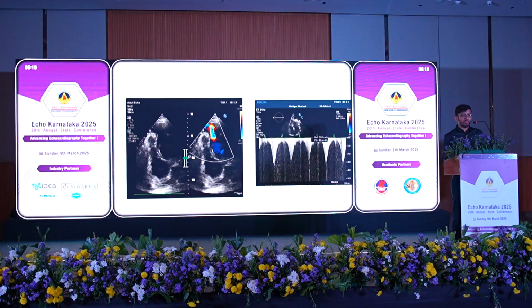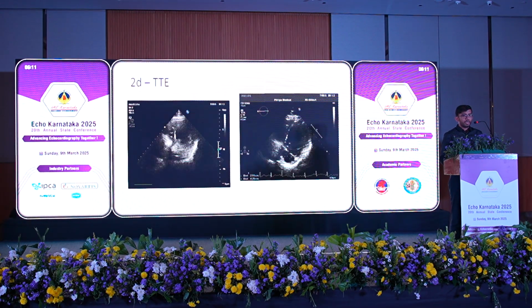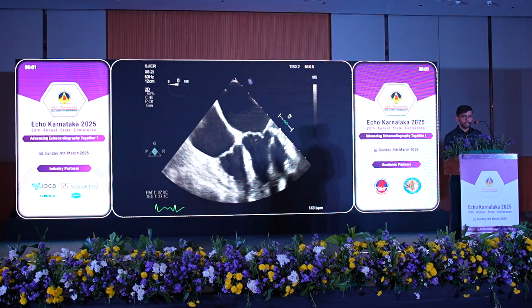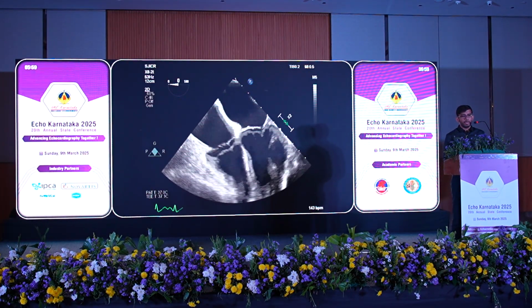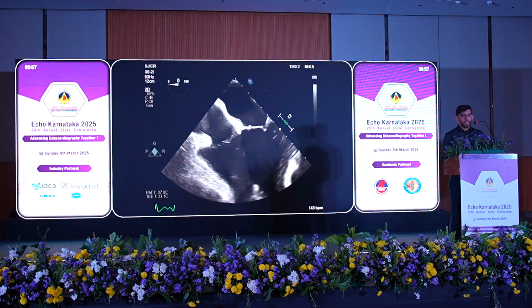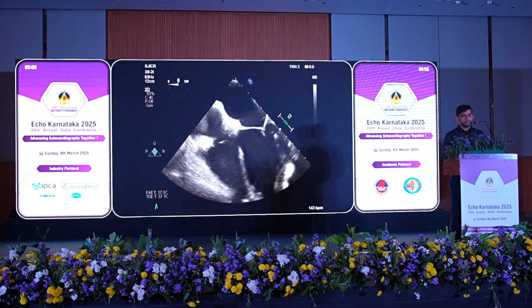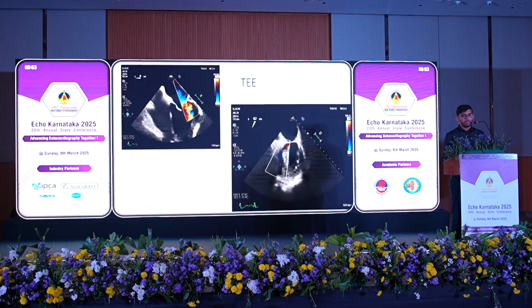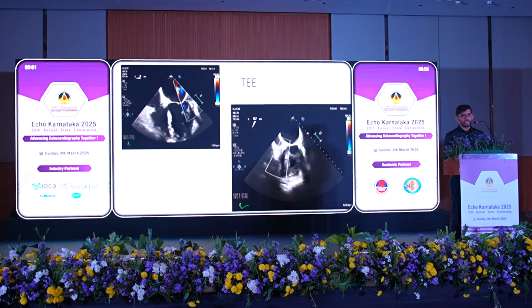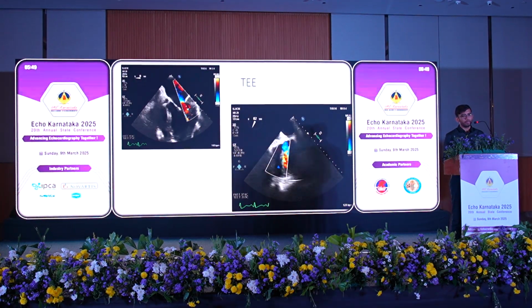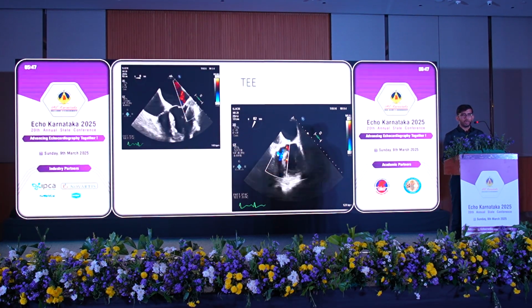This is a modified apical four-chamber view showing LV apical aneurysm with to and fro flow. This is a short axis view showing basal pseudoaneurysm measuring around 2 into 4 centimeters. The patient was taken to transesophageal echo, the apical four-chamber view showing a basal pseudoaneurysm. There is a bicommissural view at 62 degrees showing a basal pseudoaneurysm at 7 o'clock position.